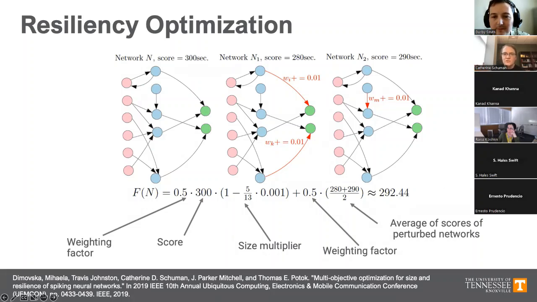So what this fitness function tells us is that in order to do well on this task, the network has to natively do well on the task, which is what we always want it to do. It needs to be small because we're penalizing it for larger networks here. And it also has to perform well in the face of perturbation. So all of those things have to be happening simultaneously to get a good score on the task.